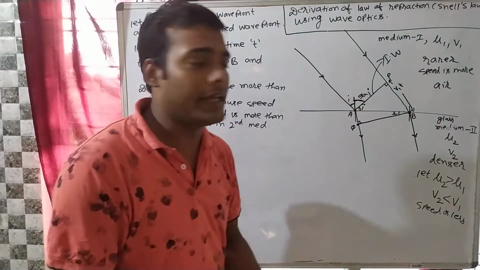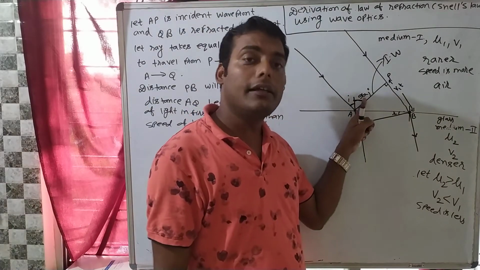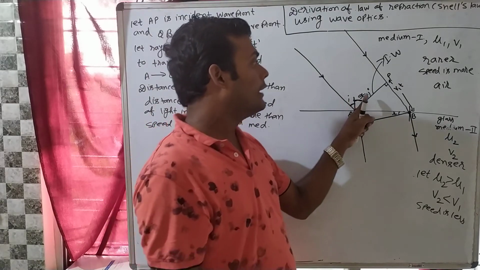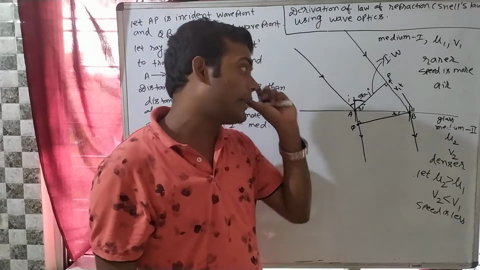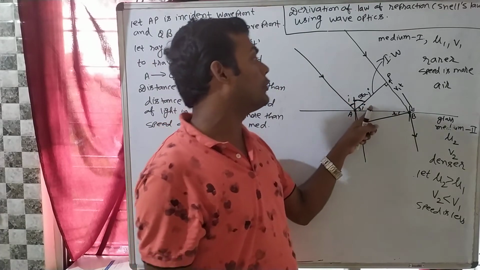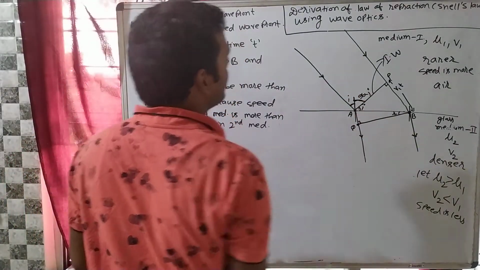For example, think like this. If this angle is 30 degrees, this will be 90 minus 30, because this line and this line are perpendicular. 90 minus 30 means 60. If this is 60, this will be 30. So this is 30, and this is also 30. Clear? So this is I, this is 90 minus I, and this is I.